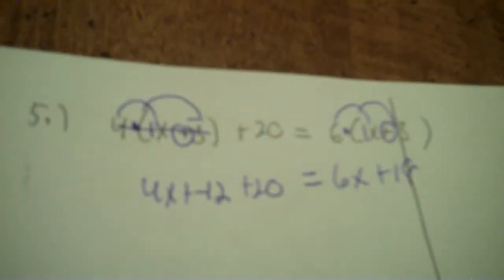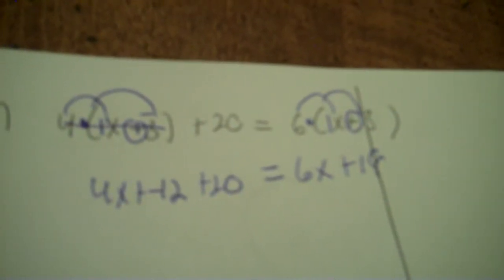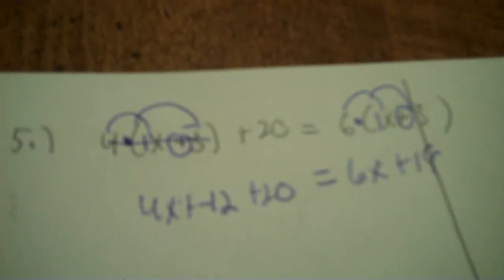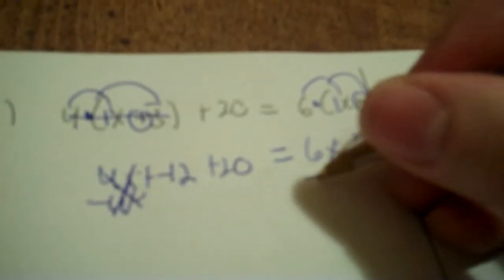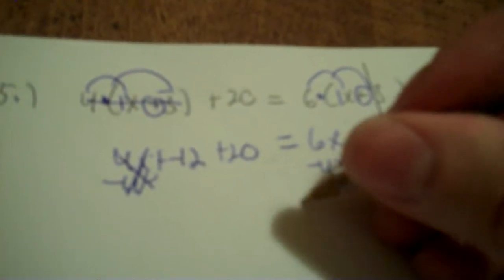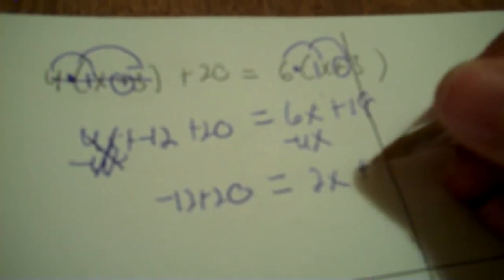6x plus 18. Remember, let's get all the x's to one side and all the constants on the other side, okay? So I have these two x's right there. Get them on one side, I'll minus the 4x. You could also do the 6x, it doesn't really matter. So you got negative 12 plus 20, and then 2x plus 18.